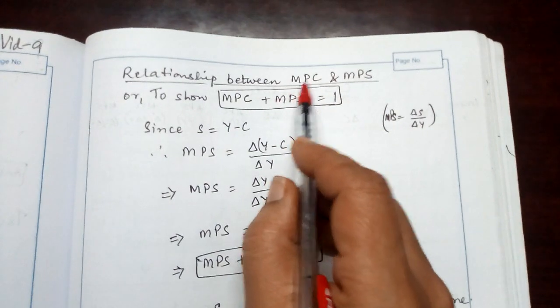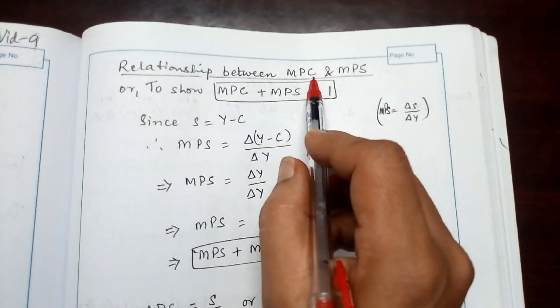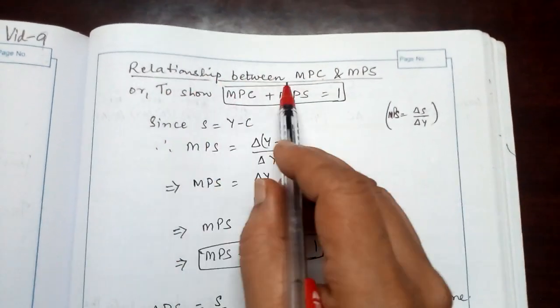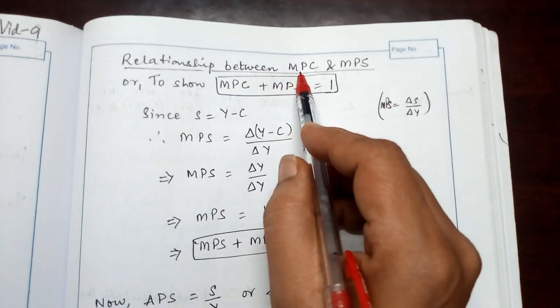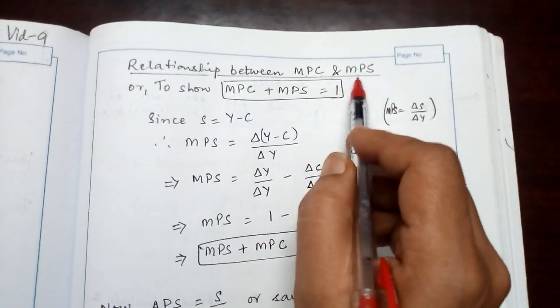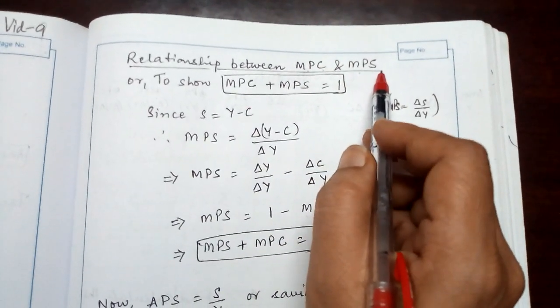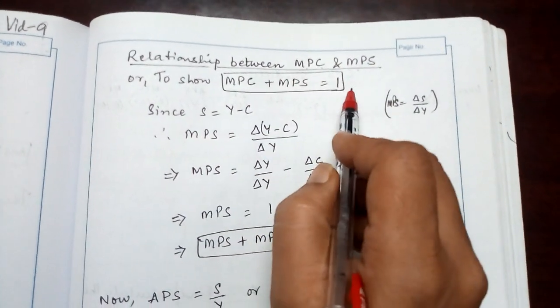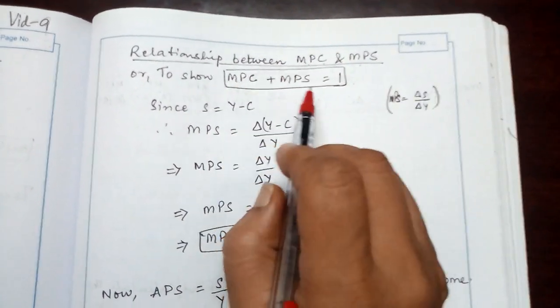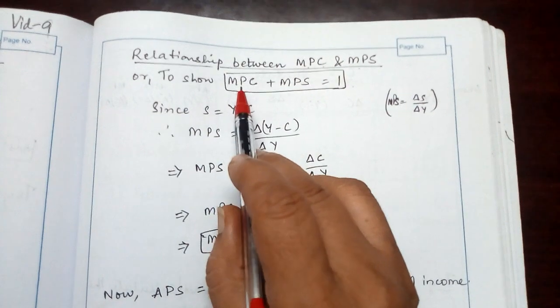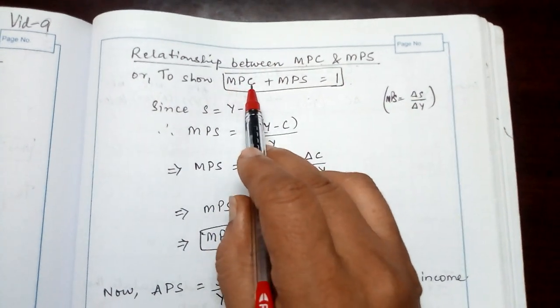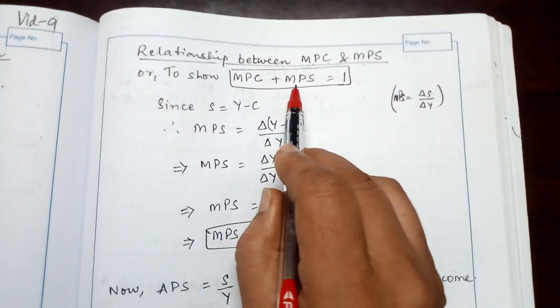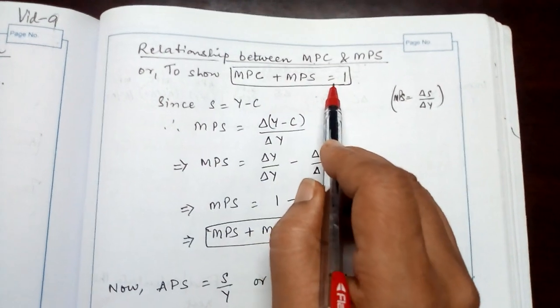After learning marginal propensity to consume, let's now learn what is the relationship between marginal propensity to consume and marginal propensity to save. If whatever has been earned is consumed or saved, then marginal propensity to consume plus marginal propensity to save will be equal to 1.